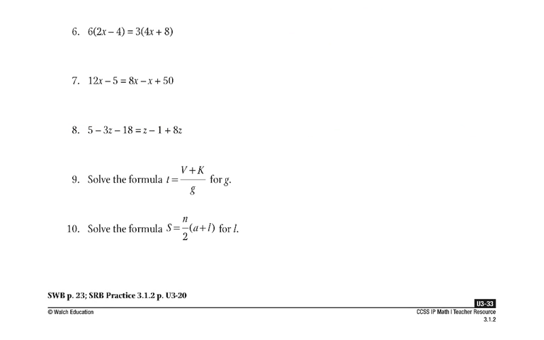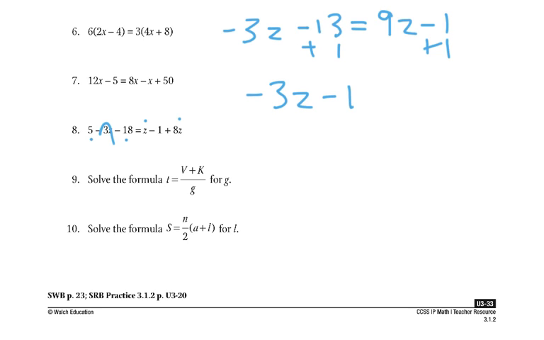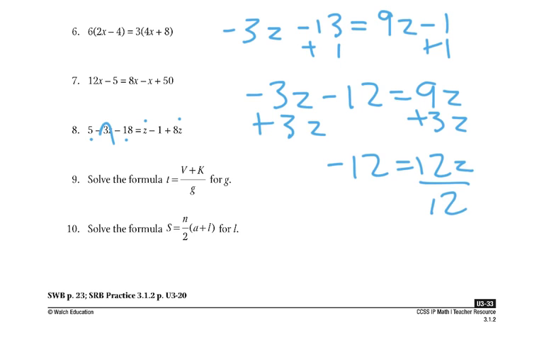Okay, number 8. So a 5 and a negative 18. I would be left with a negative 3z, because that negative belongs to the 3z. 5 minus 18 would be a negative 13, equals z plus an 8z would be a 9z minus 1. Add 1 to both sides. Negative 3z minus 12 equals 9z. Add a 3z to both sides. Negative 12 equals 12z. Divide by 12. Negative 12 divided by positive 12 equals negative 1 equals z.